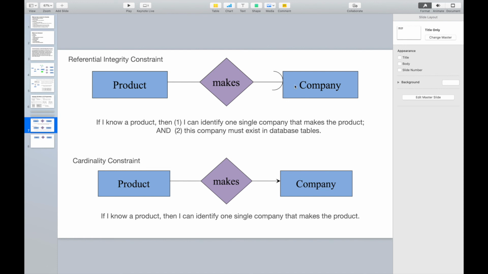You may also want to compare this referential integrity constraint with a constraint we already know, like the cardinality constraint on relationships. Before, we had a diagram like this, product, component, with makes as well, and we have this arrow pointing to components. This arrow is different from the rounded arrow we show here. We have introduced the physical meaning of the diagram at the bottom already. It means if I know a component, then I can only find one single product that it makes. It means a many-to-one relationship, right? So you should be able to differentiate these two constraints on the relationship makes, and also know how to draw these arrows for the different constraints.